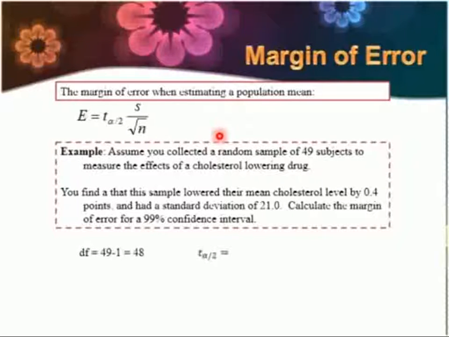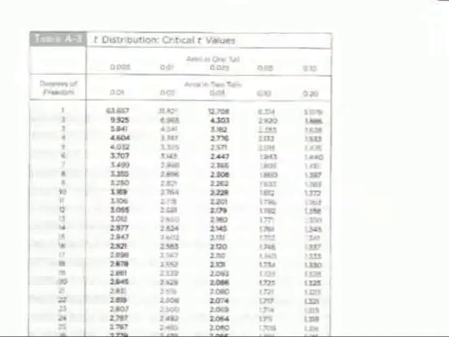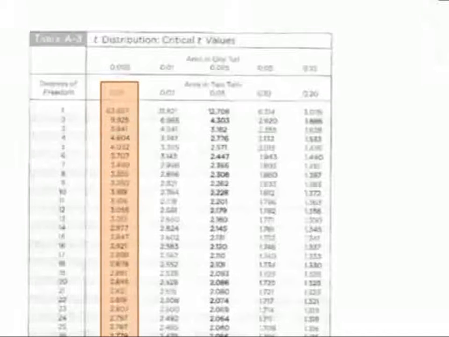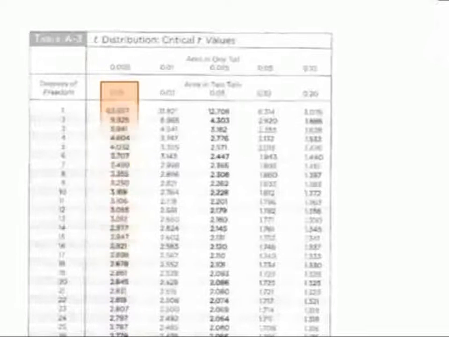Now we want to calculate the critical t-value for a 99% confidence interval. This will be the t-value associated with 0.01 in 2 tails. Looking at our table, we're looking for the column that has 0.01 in 2 tails, and of course, that is this left column here. So now I need to go down and find 48 in my degrees of freedom row.